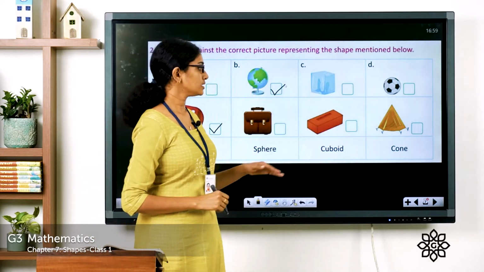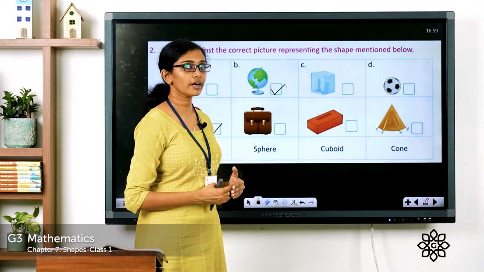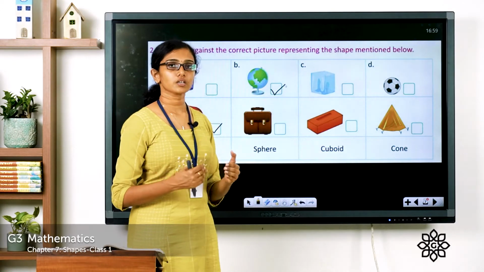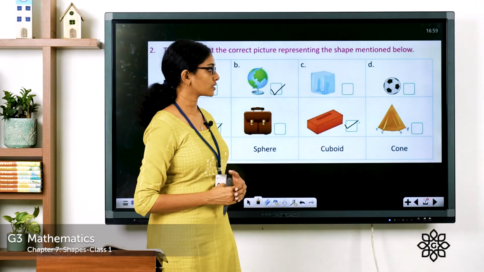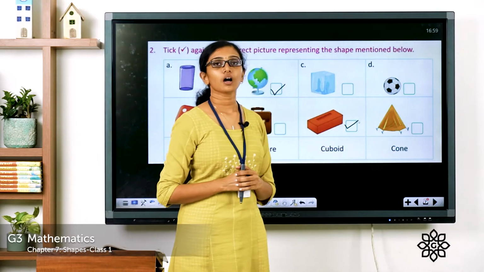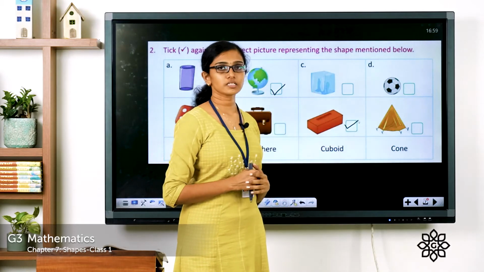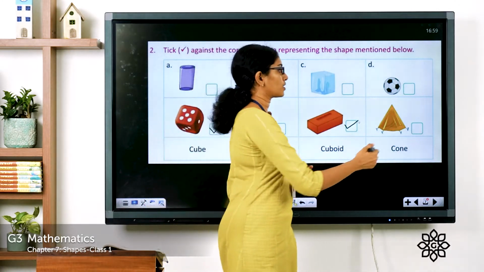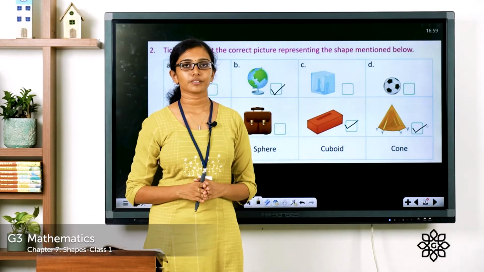Now the third question, the shape mentioned here is cuboid. And which is the cuboid? The first one or the second one? The second one is the cuboid. So let's tick that one. Now the last one. The shape here is cone. Is the ball the cone or is the tent the cone? The tent is the one which has the shape of a cone. So let's tick that one. Hope you are clear with these concepts.